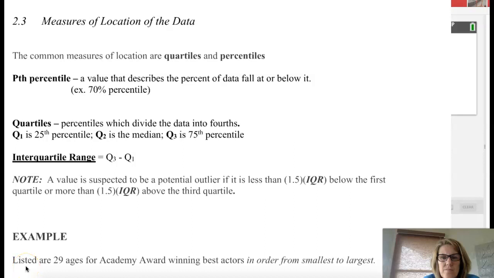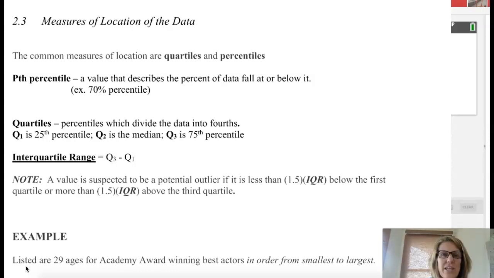Okay, in this section, we're going to look at measures of location. The common measures of location are quartiles and percentiles. A percentile tells us the percent of data that fall at or below that value. Some common percentiles you might be familiar with if you recently took the ACT. If you scored in the 85th percentile, that doesn't mean that you received an 85% on the exam. It means that you scored better than 85% of everybody else who took it.